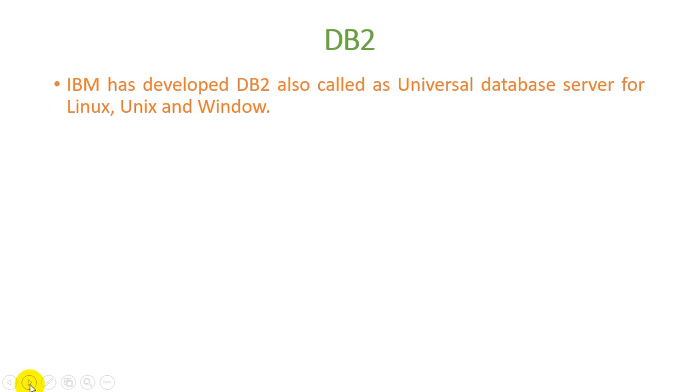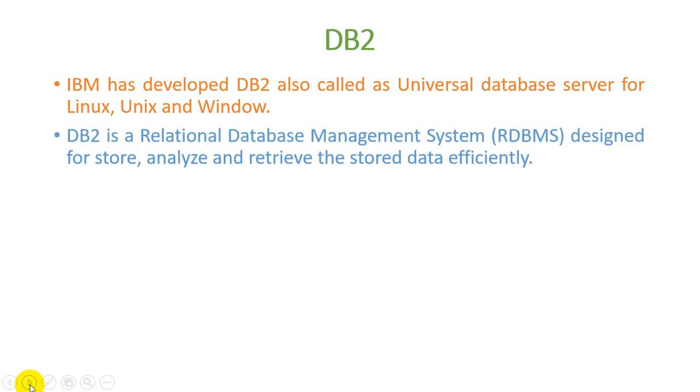DB2 is a product developed by IBM, also called Universal Database Server for Linux, Unix and Windows. So DB2 is one of the products of the IBM company. DB2 is a relational data management system software, or RDBMS software, designed to store, analyze and retrieve stored data efficiently. As we saw previously, MySQL and Oracle just provide the functionality of storing and retrieving data as per the user's requirement.